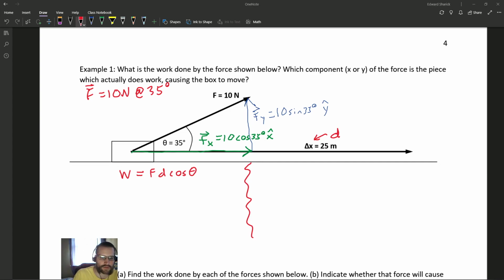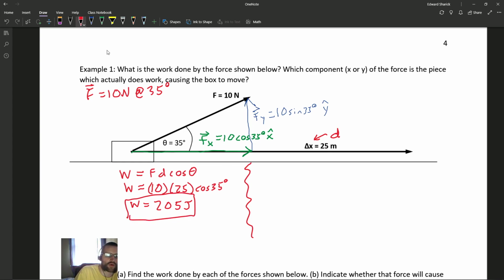All we do is say work equals, and the force here is 10 newtons. The distance traveled was 25 meters, and the angle between force and delta x is 35 degrees. So cosine 35 degrees. Plug that all in, make sure your calculator is in degree mode. And then you'll get the answer of 204.8. So we could say about 205 joules. All right, and that's all the simpler it has to be.